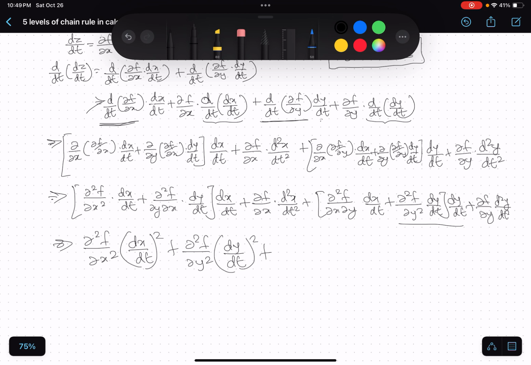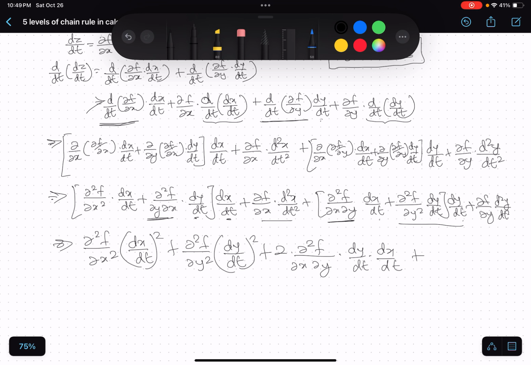Now we know that partial square f by dy dx is the same as this, because from Clairaut's theorem the order won't matter in the partial derivative, xy or yx, they are the same. And also dy by dt multiplied with dx by dt is the same as dx by dt with dy by dt. So I can write this as 2 times partial square f by partial x partial y times dy by dt dx by dt, right? They are basically the same.